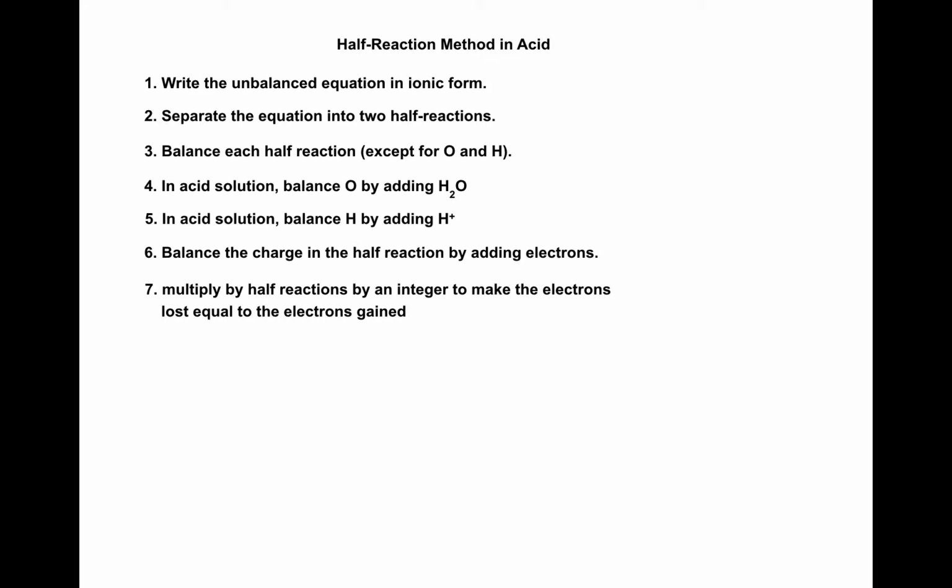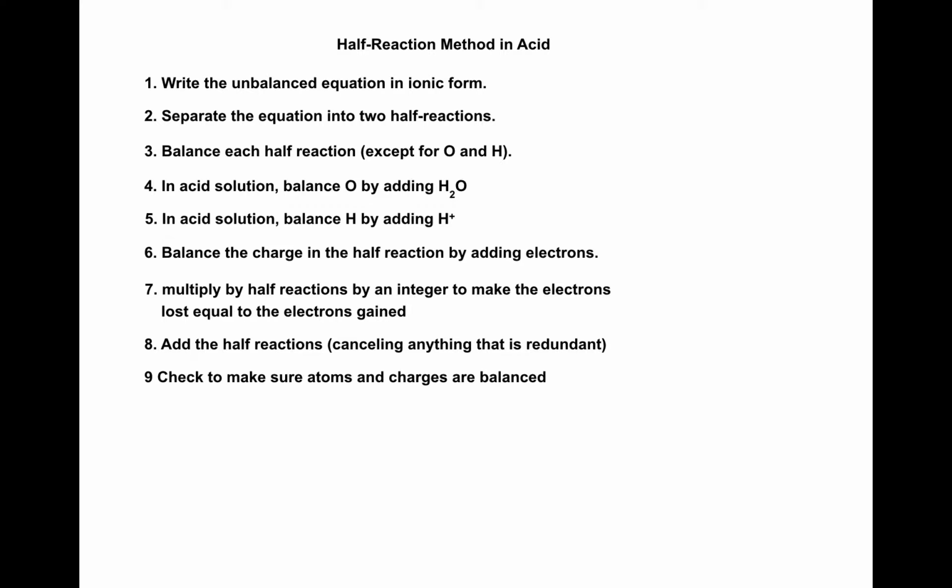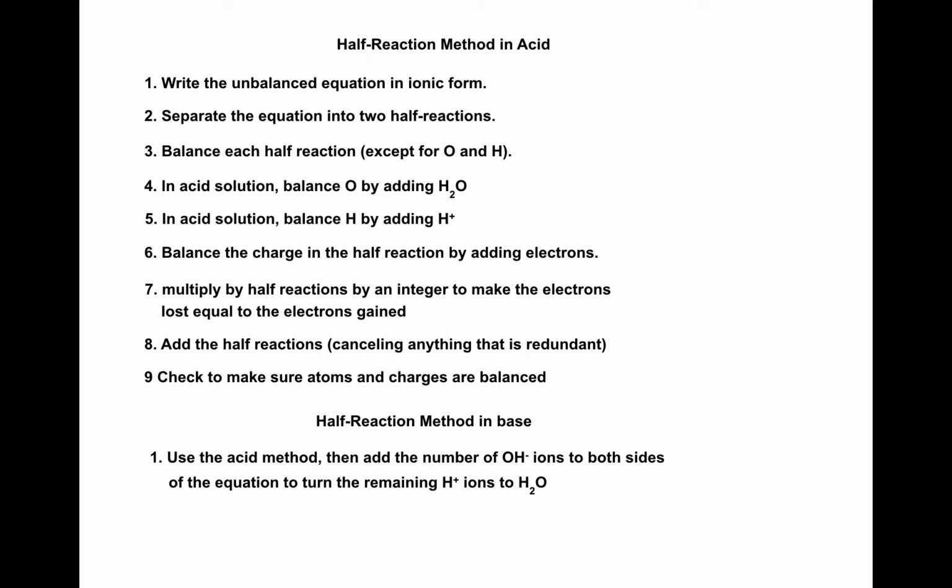Multiply the half reactions by some sort of integer, so the same number of electrons are going into the reaction as coming out. And then you add the half reactions back together, canceling anything that's redundant, anything that appears the same on both sides. Check to make sure that the atoms balance. That'd be in an acid. If you're balancing in a base, you just pretend like you're in an acid, and then at the end get rid of any H pluses by adding hydroxides to both sides. Hydroxide plus H plus is water. So cancel any extra waters, and you've balanced in a base.